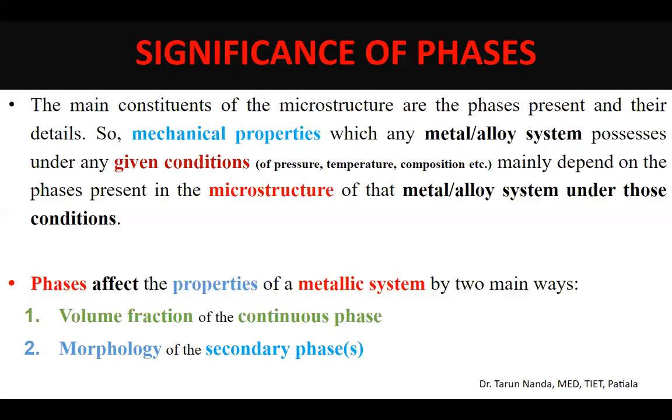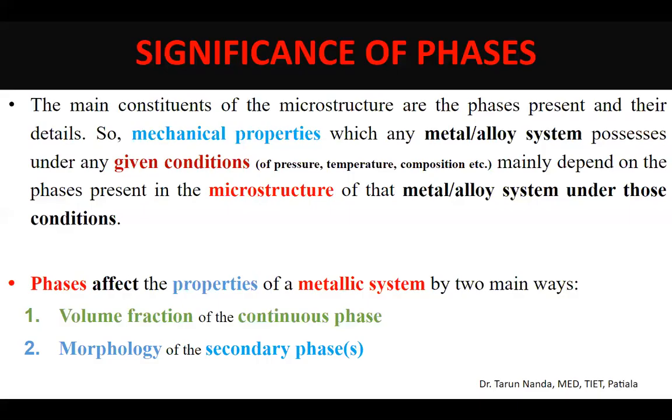Mind it, continuous phase and secondary phase both would affect the properties of a material system because of their presence in the microstructure. But researchers have now gathered this information that the way these phases affect the properties of a material system is different. The continuous phase is that phase which occupies maximum volume fraction, and this phase affects the properties of a material system by virtue of its volume fraction.